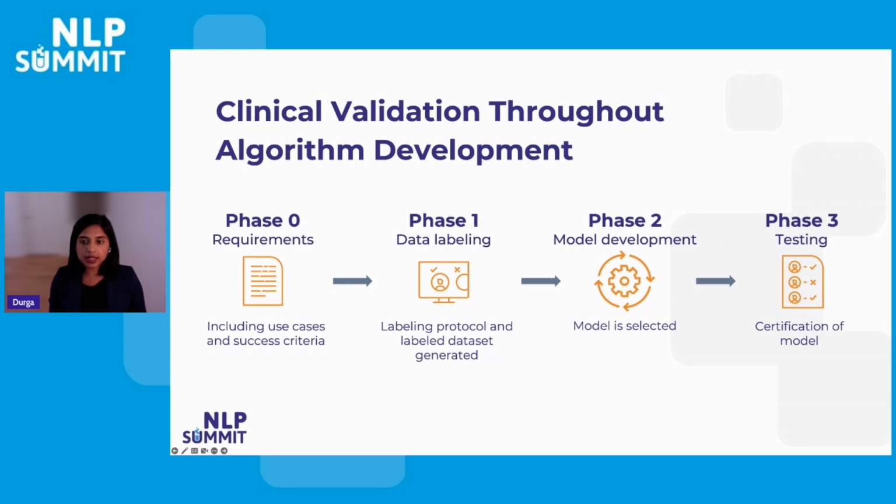These labeled data sets are then generated to move into phase two, where a model is selected in alignment with documentation patterns and target output. When we look at the last phase or the testing phase, that's the certification of our model for production via performance metrics and clinical relevance checks that involves both quantitative scientists and clinical subject matter experts.